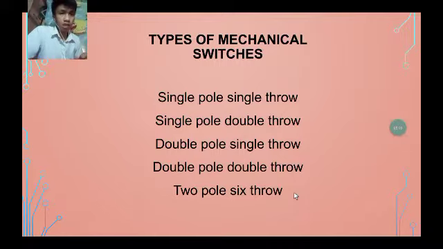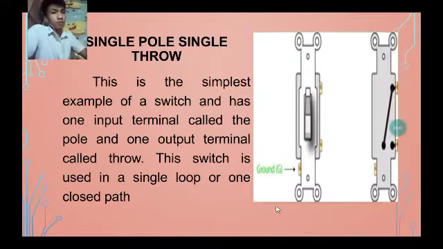So next is the types of mechanical switches. Yung kanina is electrical switches, and now these are the mechanical switches. So there are five types of mechanical switches that are commonly used in our everyday life, particularly applied in a house and other factories. The first is single pole single throw, single pole double throw, double pole single throw, double pole double throw, and two pole six throw.